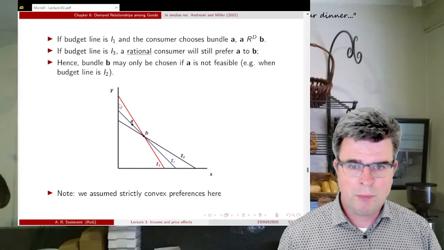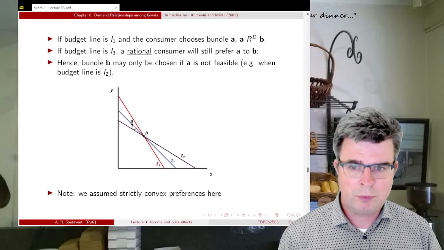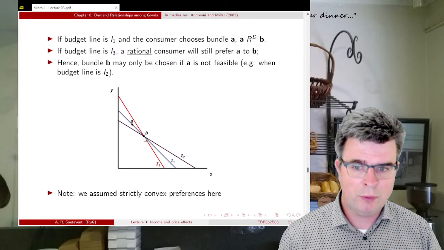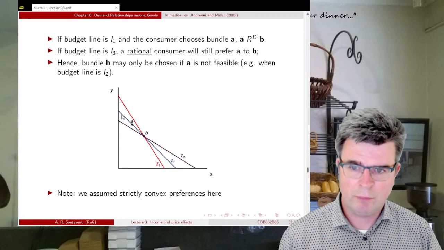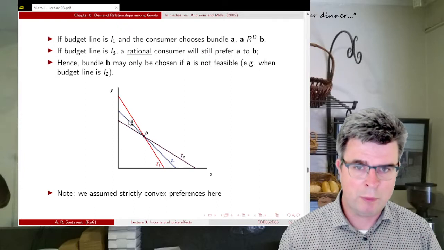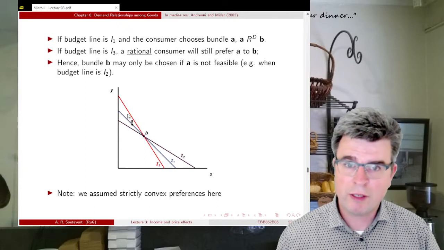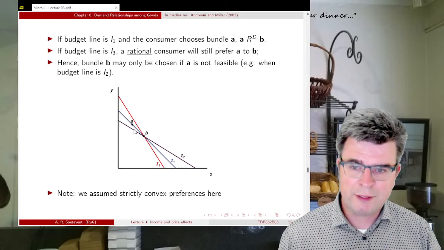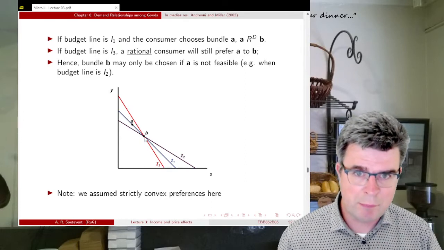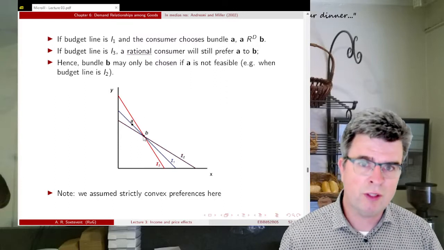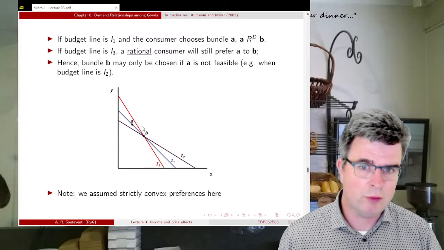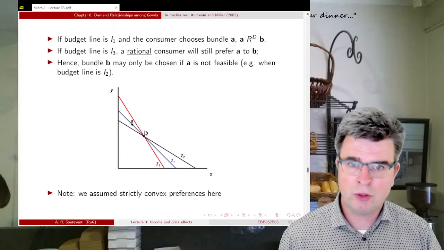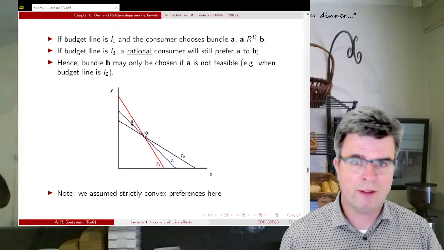A rational consumer then should still prefer bundle A over bundle B, because at the original budget line I1, where bundle A and bundle B were equally expensive, he already preferred bundle A. Now, given the new prices, bundle A is cheaper than bundle B. Now he definitely should prefer bundle A over bundle B. Any other choice would mean that he is not acting rationally.